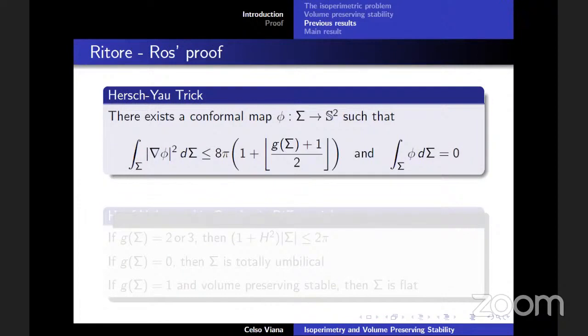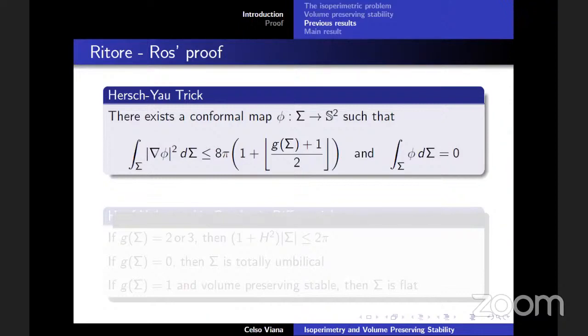So the proof essentially has two ingredients. The first ingredient is this Hessian trick, which is a way to construct test functions for the stability inequality. Essentially, this Hessian trick gives you a conformal map from your surface to the sphere with good upper bounds for the Dirichlet energy. And the crucial property here is that you can assume that this map has average zero over the surface.